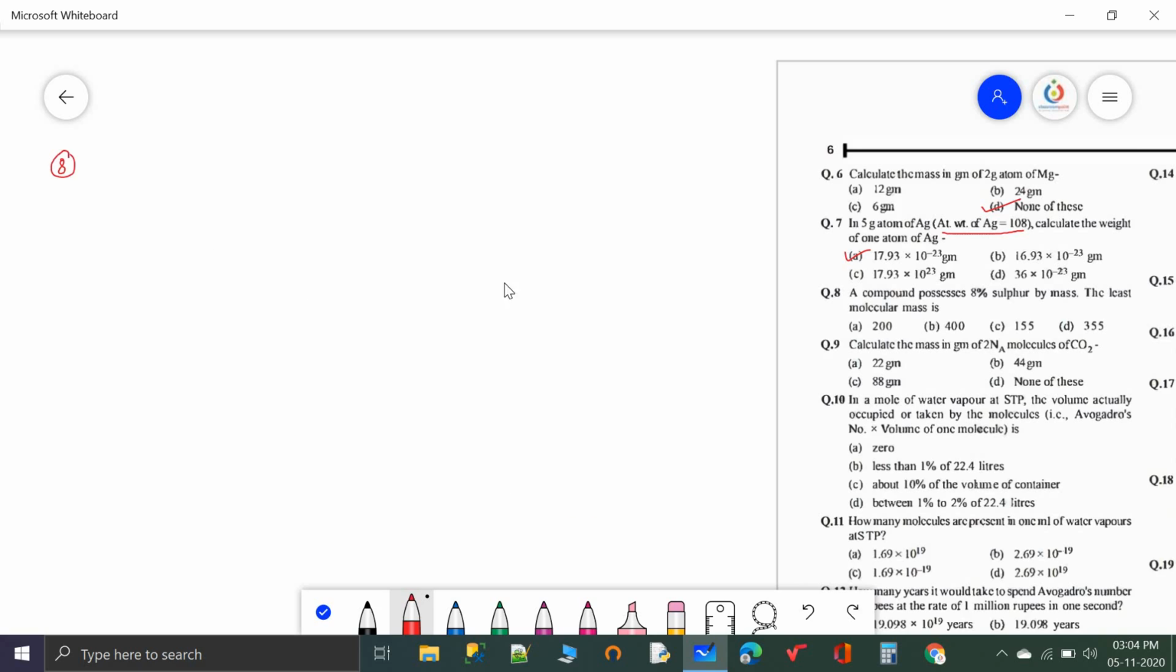Question number 8. The question is, a compound possesses 8% sulfur by mass. The least molecular mass is... see, percent is always for 100. So it means 8 grams of sulfur is present in 100 grams of that molecule.